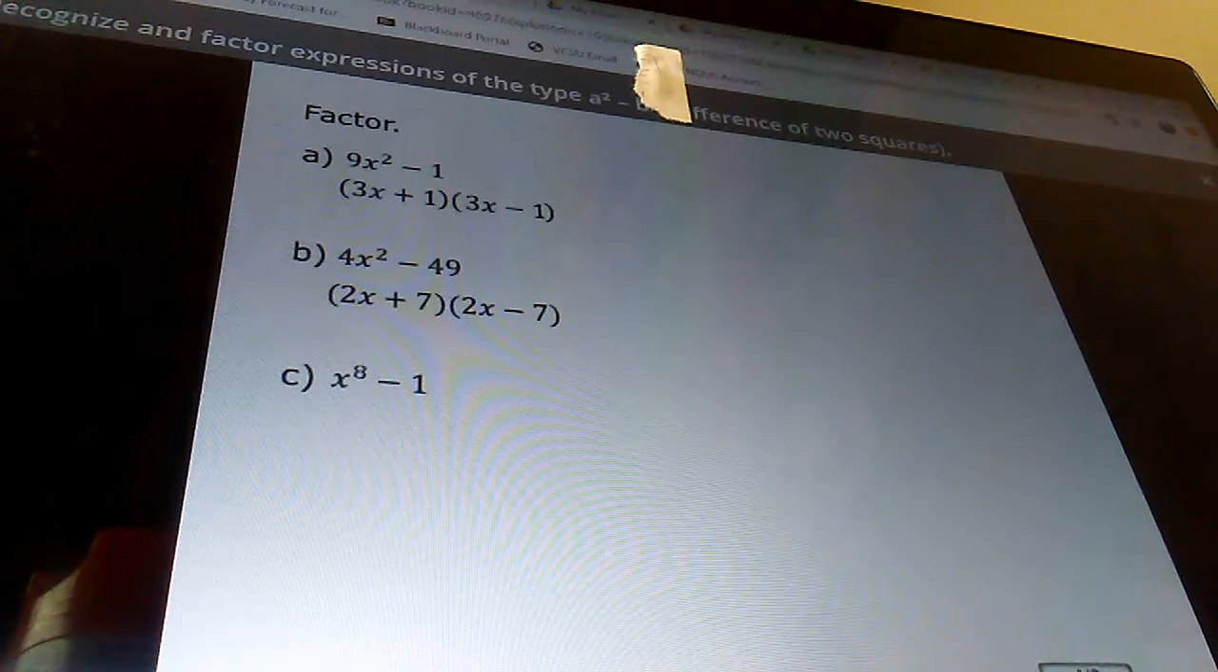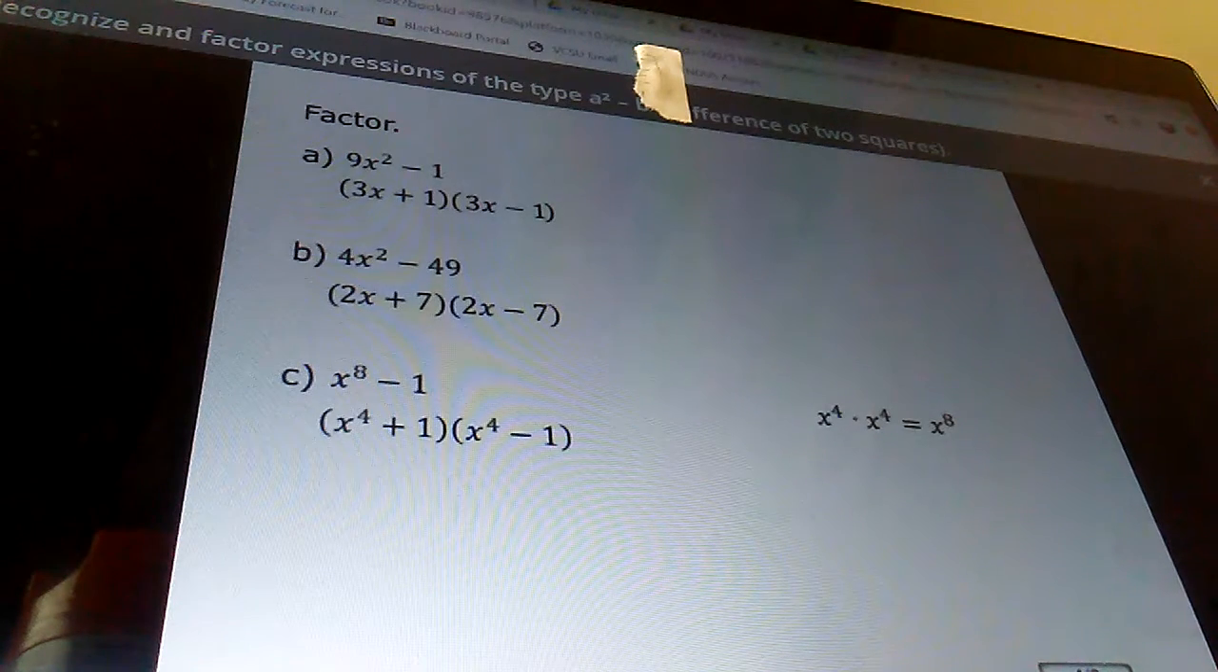Now let's try part C, x to the 8th minus 1. It may be difficult to recognize, but x to the 8th is a perfect square. By the exponent rules, x to the 4th times x to the 4th is x to the 4 plus 4, or x to the 8th. So x to the 8th is a perfect square because it is x to the 4th times x to the 4th. 1 is still 1 times 1. We have the difference of two terms that are perfect squares. So we will write down the parentheses and factor the expression into x to the 4th plus 1 and x to the 4th minus 1.